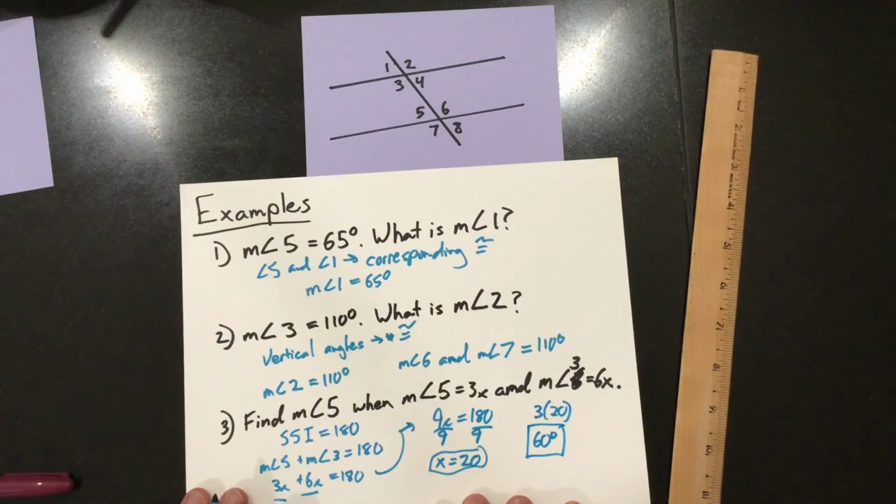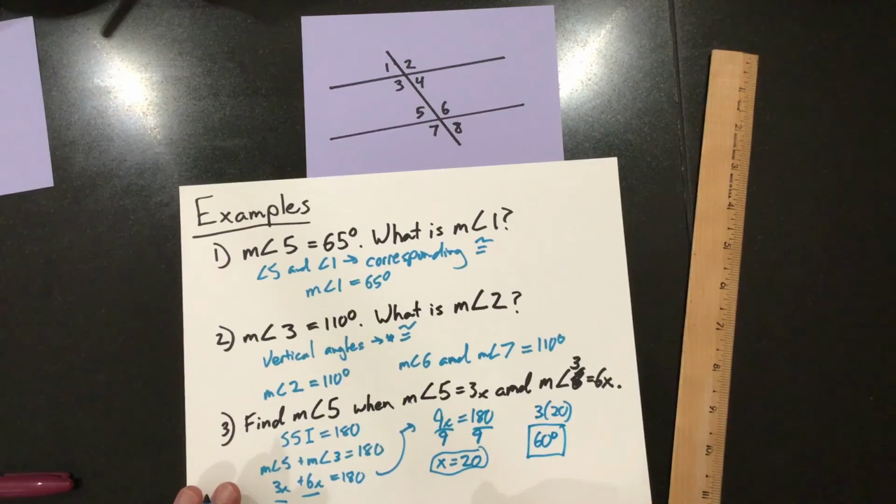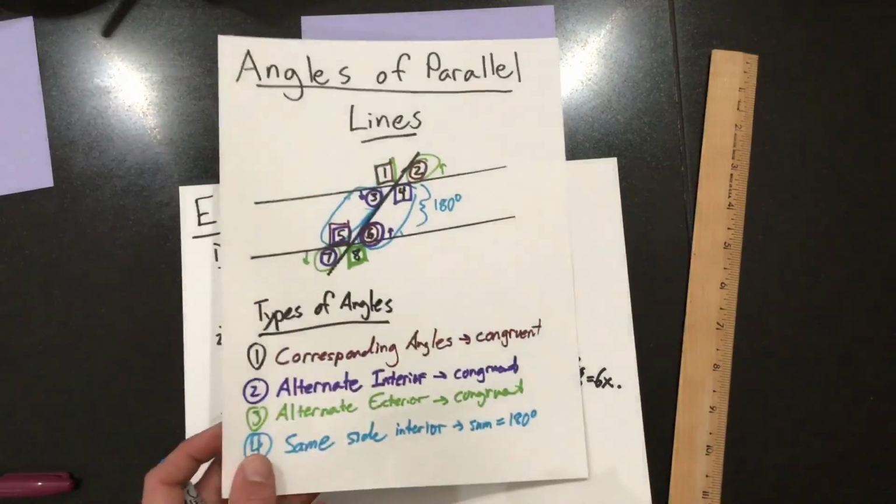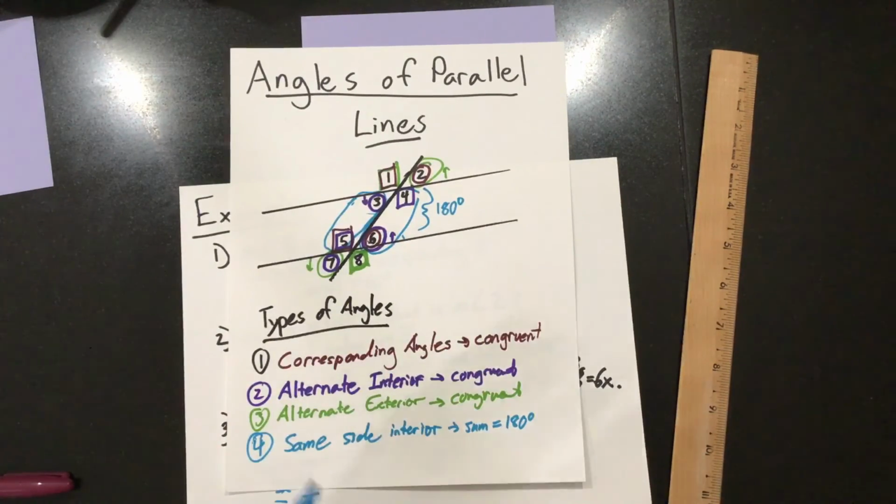And there we go. That is how we end up finding these angle measures, by using some of these properties. We have to be familiar with the terminology and what is equal to what. Once you know that, all you need is one of the angle measures and you're able to find everything else.